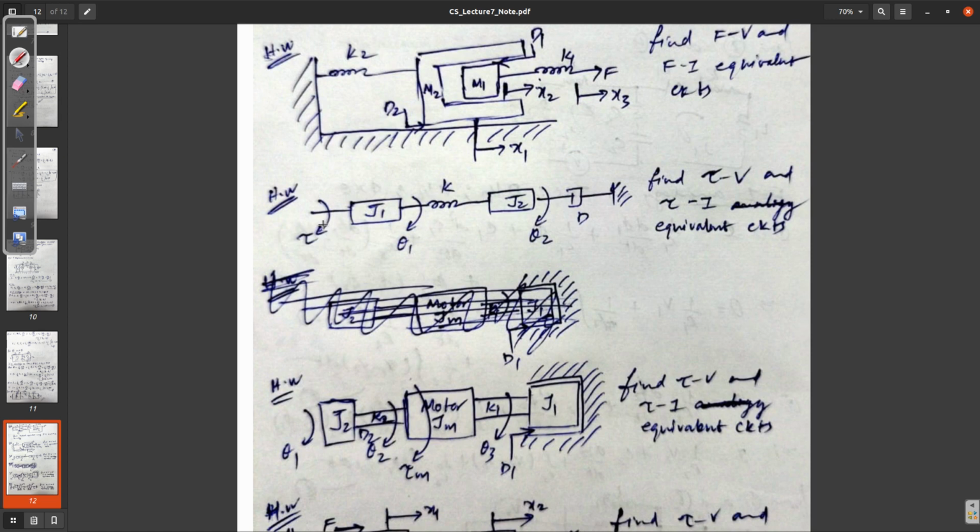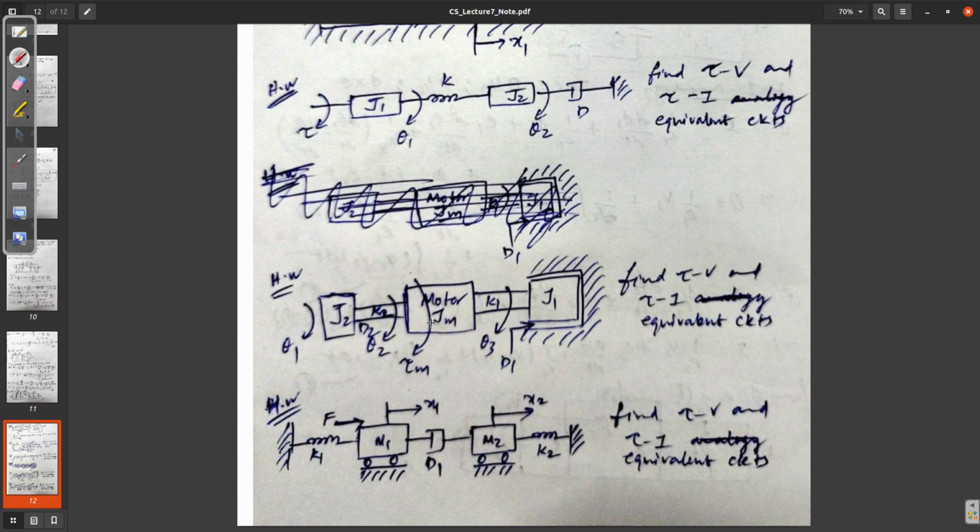How will you draw the torque? Between the reference node and theta 1. Instead of x, it is theta 1. So torque will be between the reference node and theta 1. J1 will be between the reference node and theta 1. D will be between the reference node and theta 2. J2 will be between the reference node and theta 2. K will be between theta 1 and theta 2.